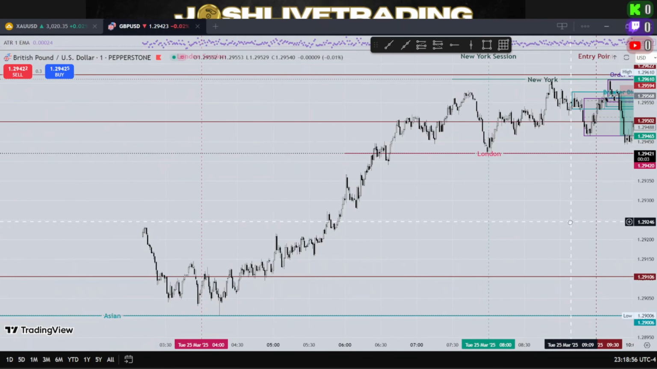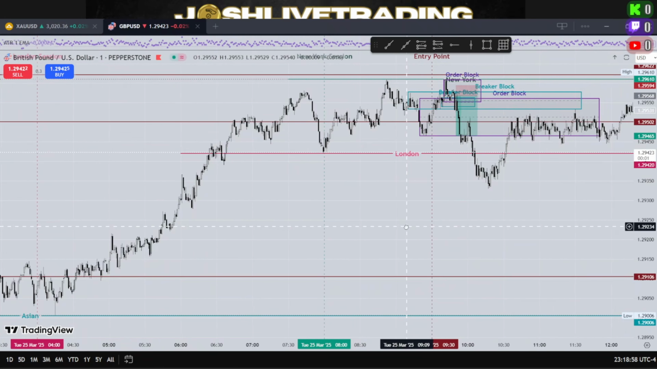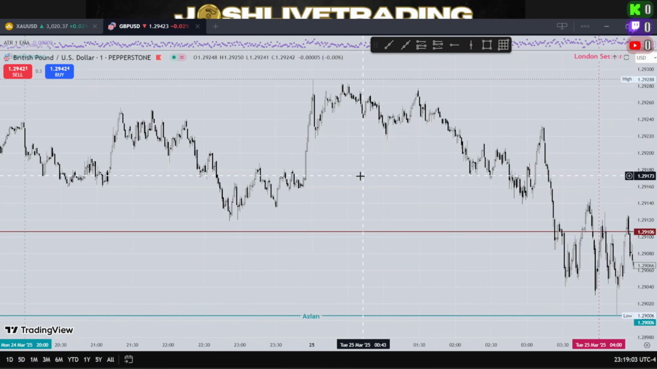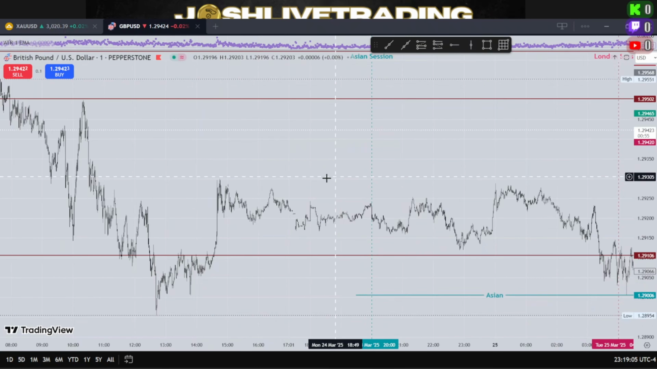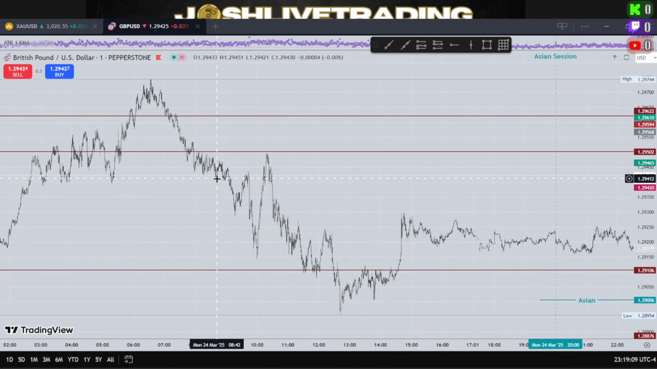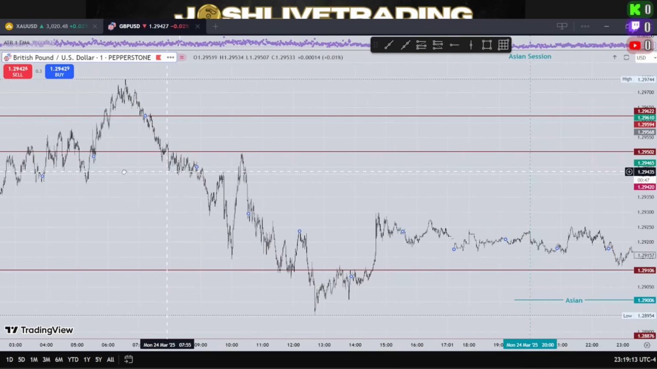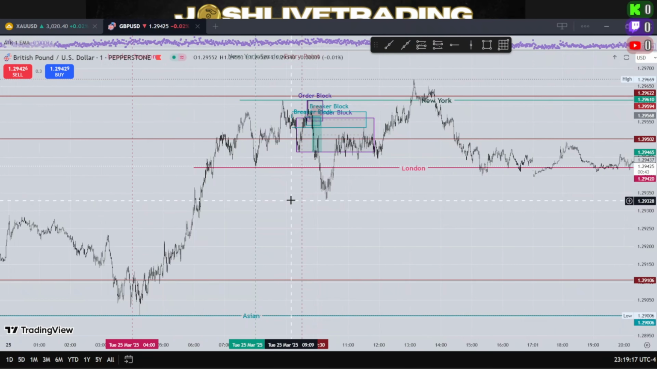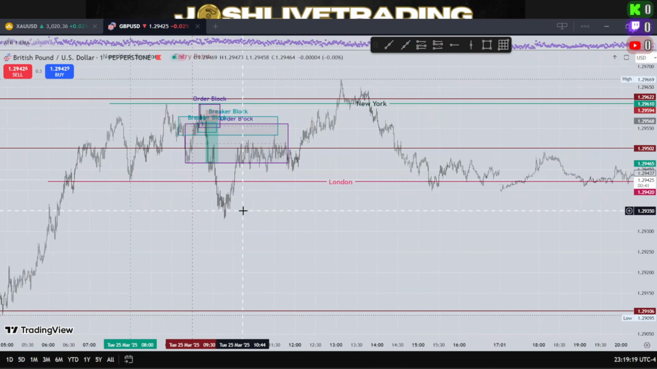And it ended up being the daily high for the previous day. You guys can see it from Monday. It was one of the daily highs. So that's how I marked it out and confirmed it. So I mean, this was a fairly easy trade in my opinion.